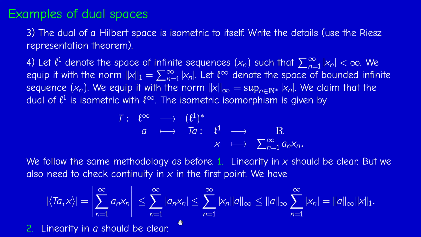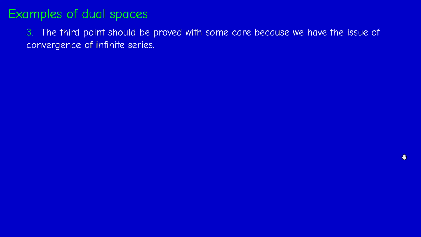And linearity in A, same thing, not terribly difficult. If you consider T as a function of A and X, it's bilinear, linear in A and linear in X. So this should be clear. The third point is a little bit delicate because we are dealing here with infinite series. So we must address the issue of convergence.